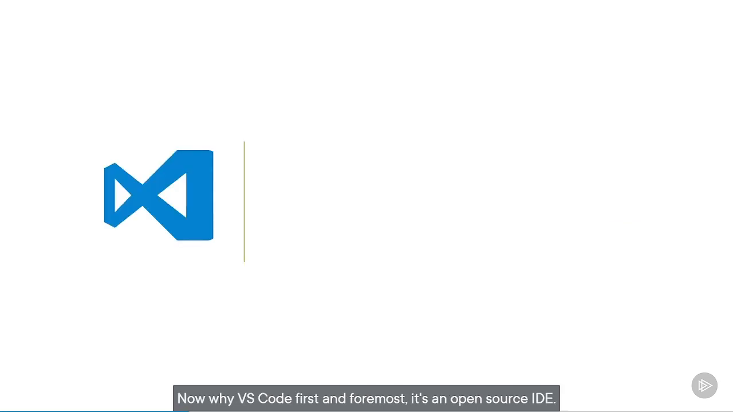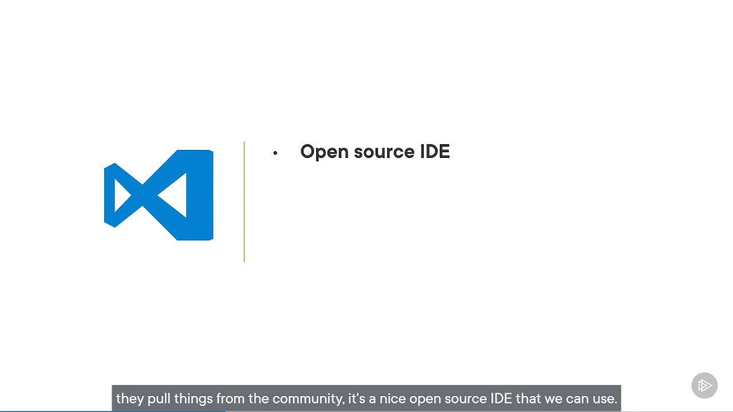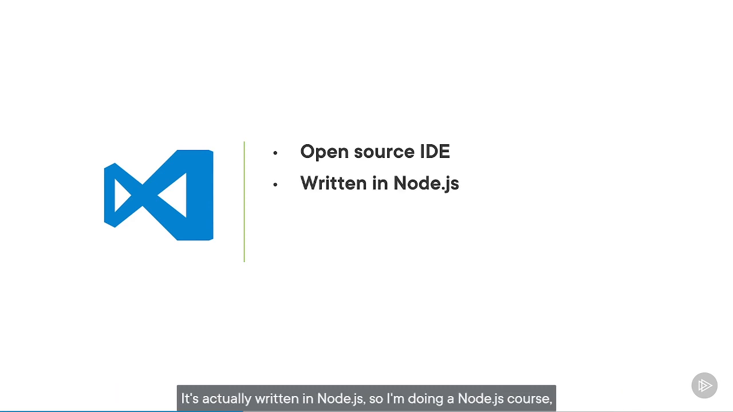Now, why VS Code? First and foremost, it's an open source IDE, right? So the code's out on GitHub. It's truly open source. They pull things from the community. It's a nice open source IDE that we can use. It's actually written in Node.js. So I'm doing a Node.js course. Why not pick an IDE written in Node? Now, it's built on Electron, which is a framework that lets you take JavaScript, Node.js code, and run it as a desktop application. So cross-platform. So when Microsoft needed to create a cross-platform IDE, Node.js and Electron was the choice they used. It is free. Free as in free. It'll never cost you anything.